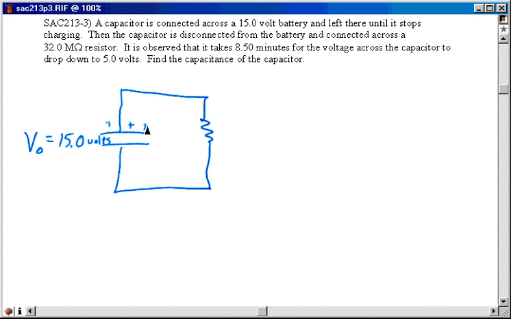I'm going to put it high side up there, low side down there. Connect it up, some current begins to flow across this resistor, or through the resistor, creating a potential difference across the resistor.